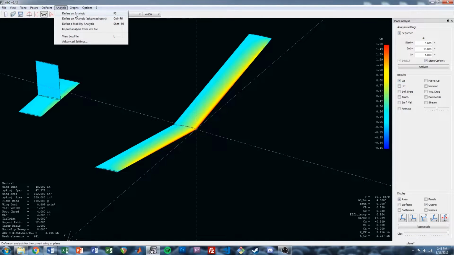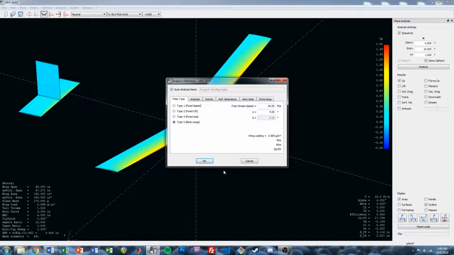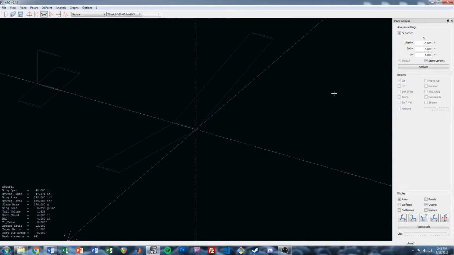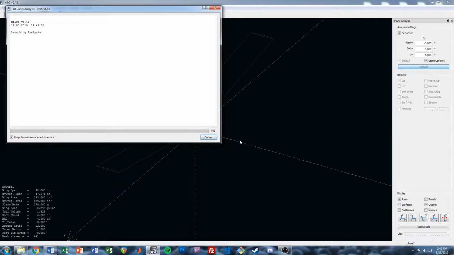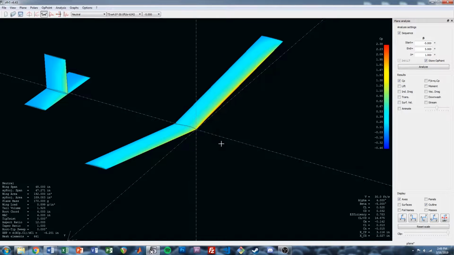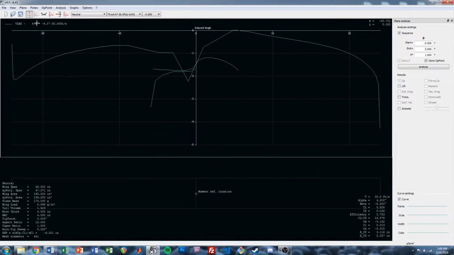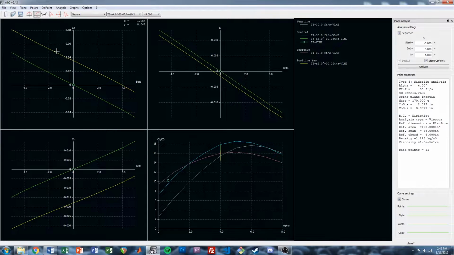and we're going to do that same analysis. So define an analysis, it's going to be that type 5. That looks good. 30 feet per second, 4 degrees angle of attack. Then we're going to run that same -5 to 5. All right. So now we'll have a new curve. We see this one right at 0 beta has 0 side force like we'd expect, and 0 rolling moment, 0 yawing moment, sorry.